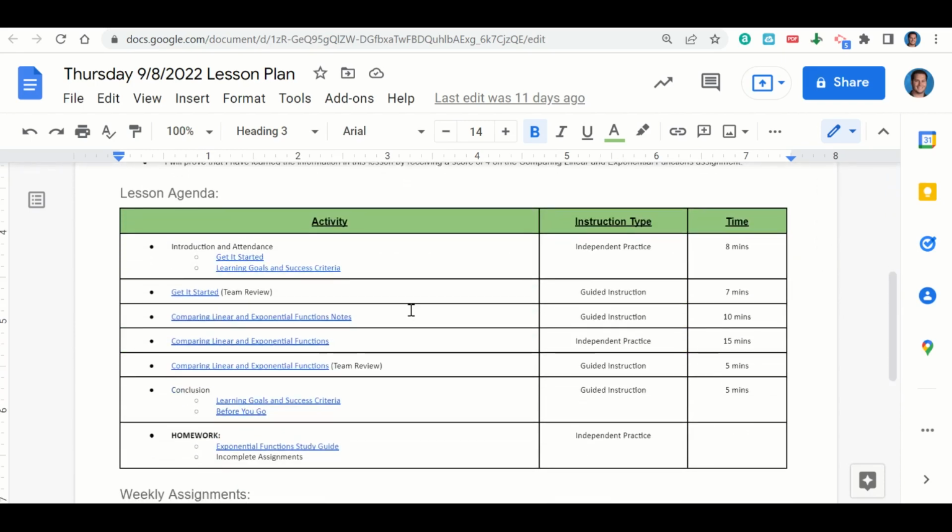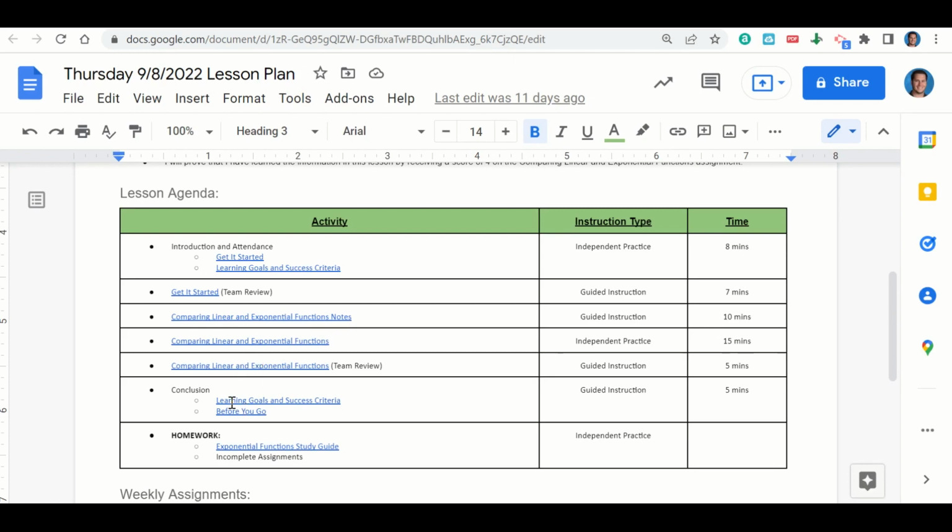Now let's take a look at our agenda for today. We'll begin by going over our learning goals and success criteria, and while we do that, you'll fill out your Get It Started. Once you've completed your Get It Started, we'll go over it together and answer any questions that you may have. After that, we'll go over the comparing linear and exponential functions notes. Then I'll give you time to complete the comparing linear and exponential functions assignment. After you've completed the assignment, we'll go over it together and answer any questions that you may have.